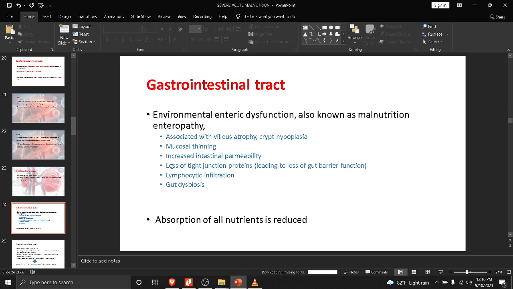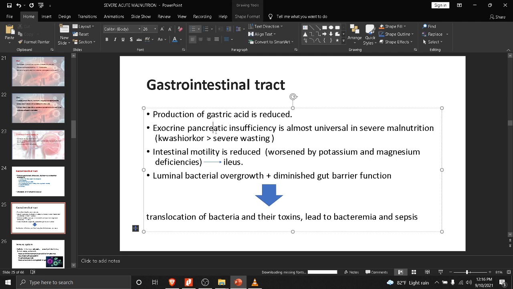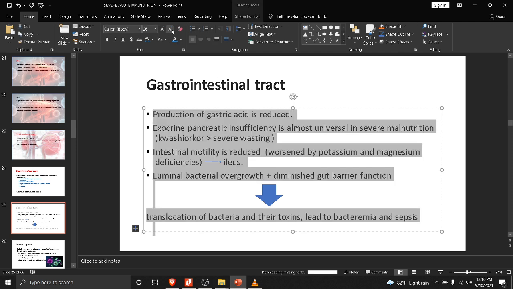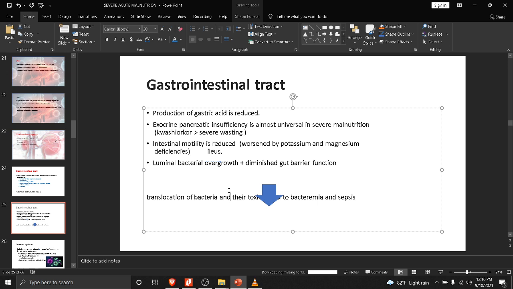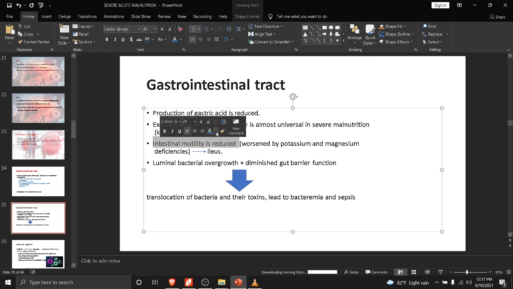Also, gastric acid production is reduced, and pancreatic exocrine function is affected. Therefore, it is almost universal in severe acute malnutrition, more seen in kwashiorkor. Sometimes glucose intolerance can also be there. Intestinal motility is also reduced, which can be worsened by potassium and magnesium reduction because of all the micronutrient deficiencies in this case, leading to ileus, paralytic ileus.